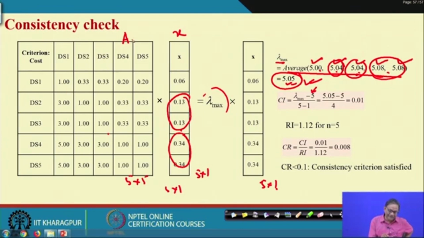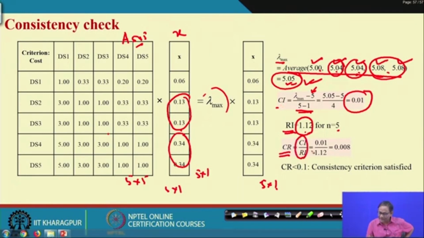Now lambda max is 5.05, and n is the size of this matrix, 5 cross 5. So CI = (5.05 − 5) divided by (5 − 1), this is 0.01. Then what is RI for 5? From the table I have shown you earlier, the random inconsistency index is 1.05. What is then the consistency ratio? CI by RI, this is 0.008, which is less than 0.1. So, the consistency criterion is satisfied. That means whatever pairwise comparison data the experts gave is consistent.